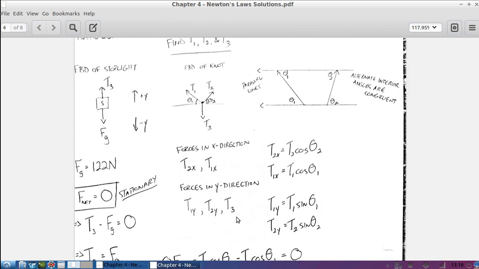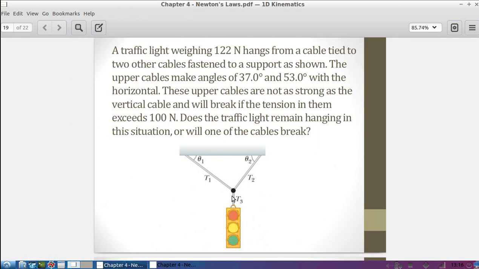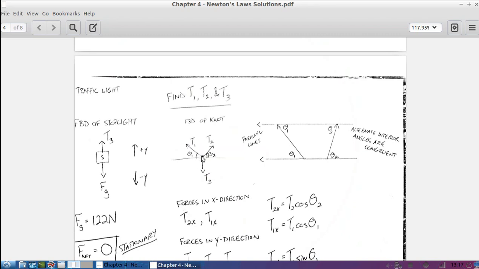Okay, so we've got T3. I'm going to draw another free body diagram, of this knot right here, because T1 and T2 aren't acting directly on the stoplight. They're acting at this location where the three cables meet. So I've got T1 acting in this direction, T2 in that direction, and then T3 pulling straight down. T3 was positive because it was holding the stoplight up, but it's negative because it's pulling down on the knot. It's in contact with that location, and the tension is in the negative y direction.